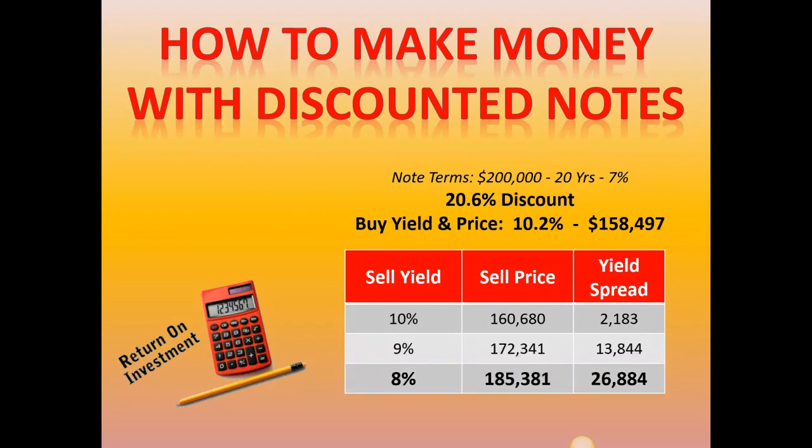Suppose he's happy with an 8% return on his money. He's buying a $200,000 note. At 8%, he'd pay $185,000. He's still got a $15,000 discount on that note. You'd earn almost $27,000 commission. You guys seeing this?